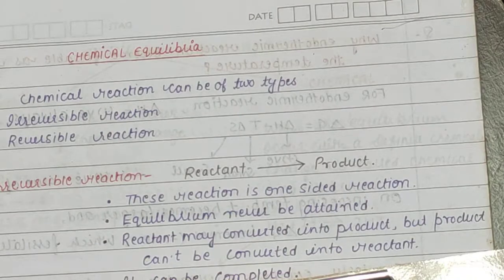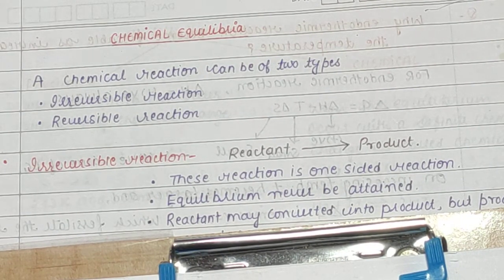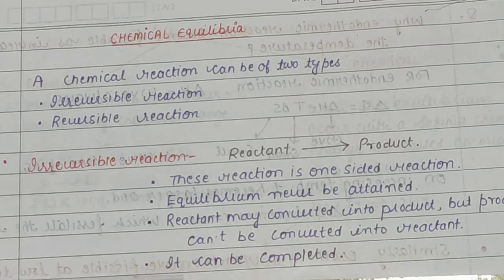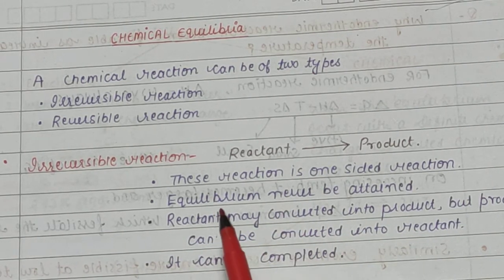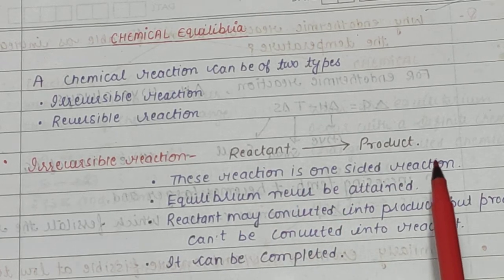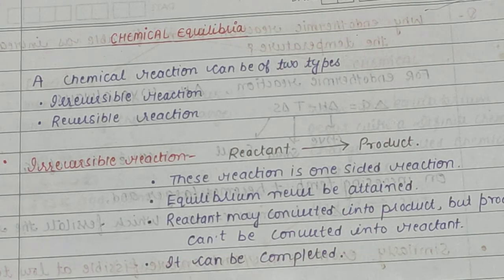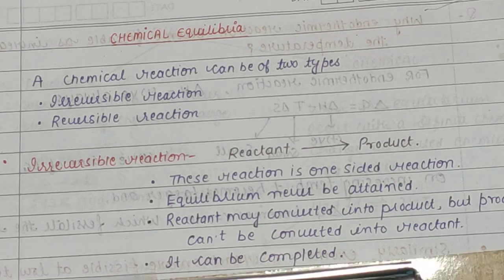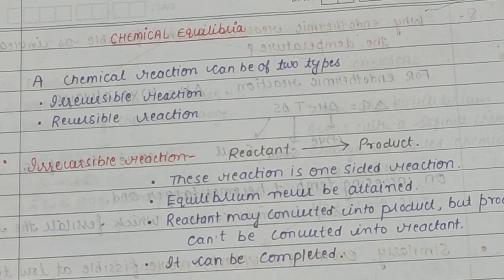So basically we have two types of reaction. One is irreversible reaction and one is reversible reaction. So what is an irreversible reaction? Irreversible reaction is a one-sided reaction in which equilibrium is never attained, because equilibrium is the state where the rate of the forward reaction and the rate of the backward reaction become equal. Later on we will understand it, but first we have to note down these points.